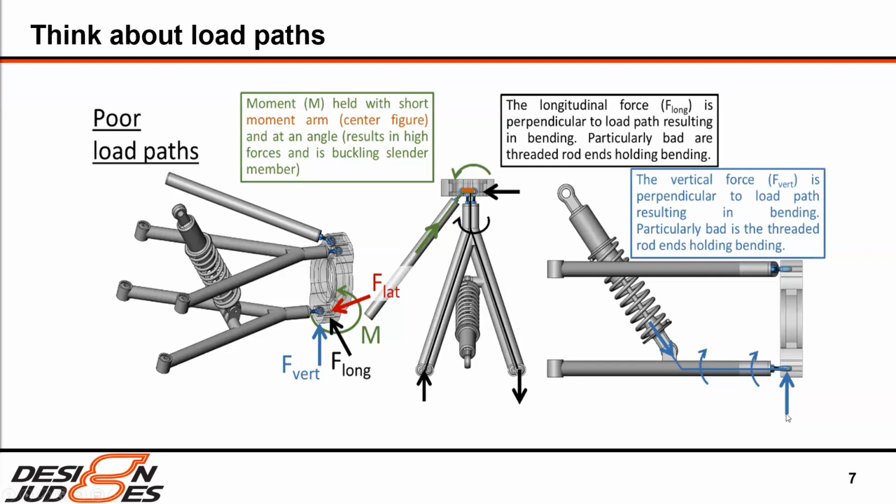Third issue, even on this design, is this vertical bump force, which is going to get reacted through the shock here. It is also going to put this lower portion of this A-arm in bending, as well as the threaded portion of this rod end. A rod end is just a spherical joint housed in a piece of material that has a thread at the end of it. So, all right, that's what not to do.